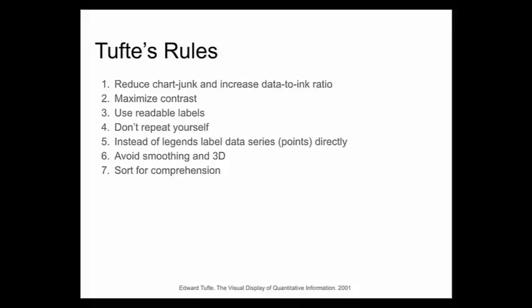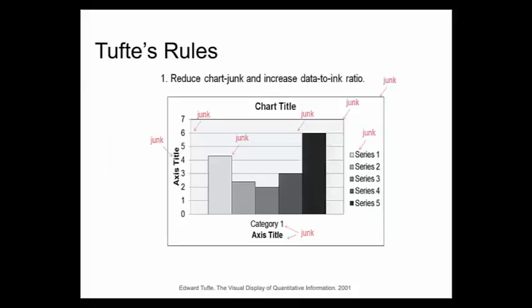The first one is to reduce chart junk and increase your data to ink ratio. That is to say that by default, you may get a lot of extra stuff on your graph, whether you've got grid lines, and you've got your title and your labels and all this extra stuff. Wherever you can get rid of that stuff, get rid of it.